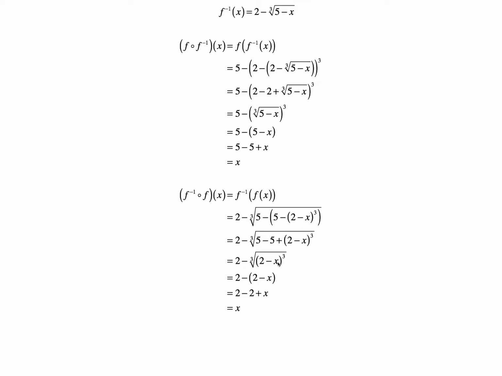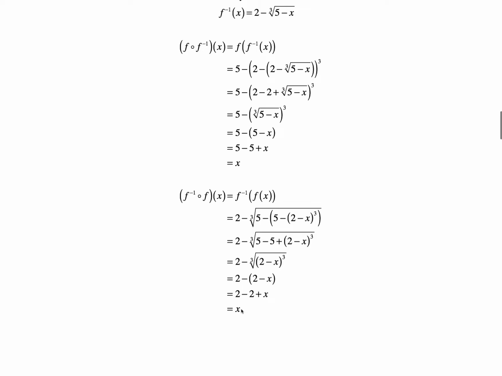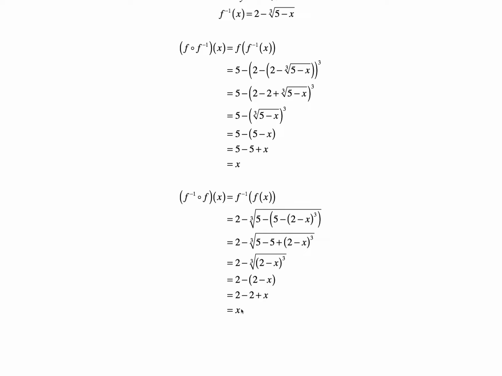The cube root of the cube, once again, cancels out, so this is just 2 minus x, and when we distribute the negative across these parentheses, that's 2 minus 2, and minus a negative x is positive x. 2 minus 2 is 0, so again, we have x, which is what we need to end up with to verify that two functions are the inverse of one another.